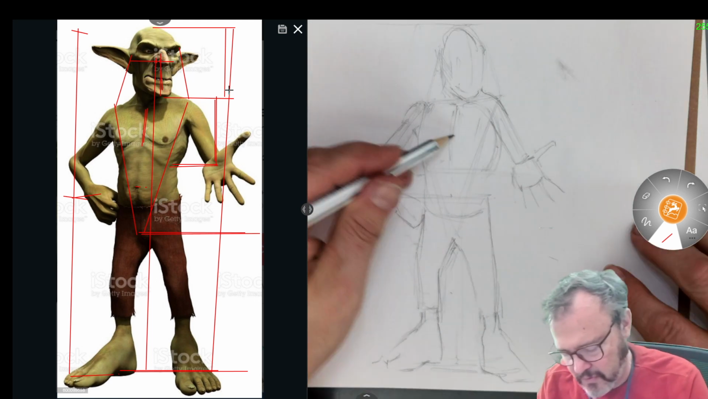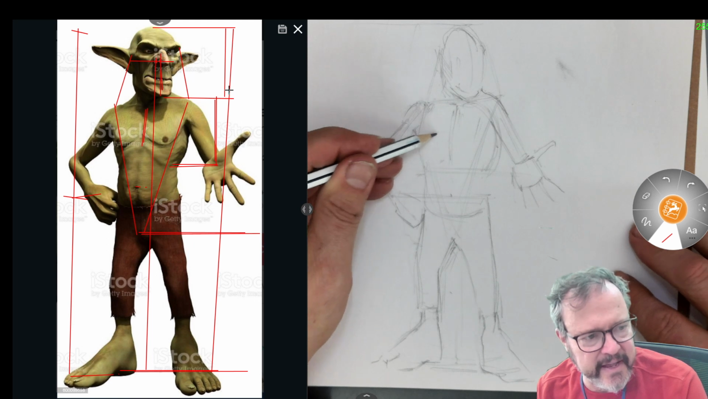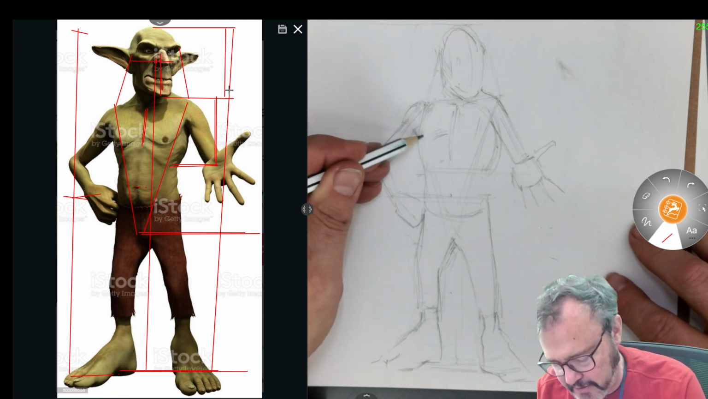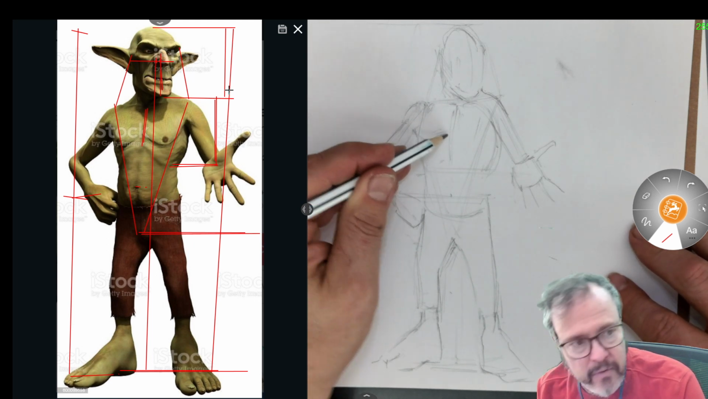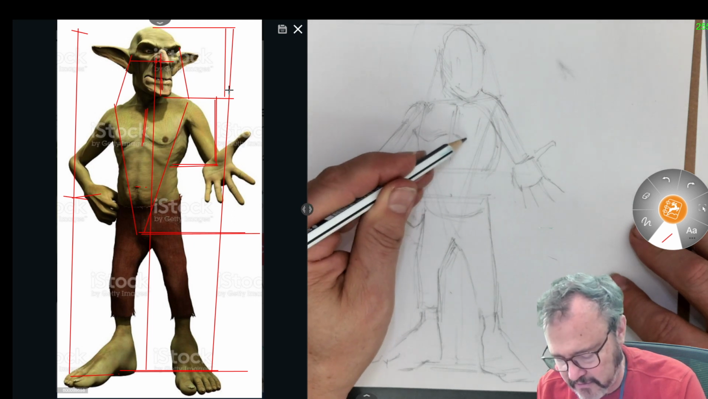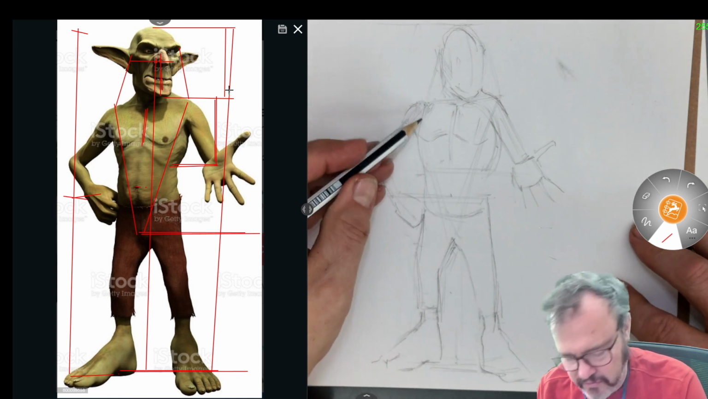So some of these anatomical features are going to help us with the orientation, like his nipples, if I can say that.